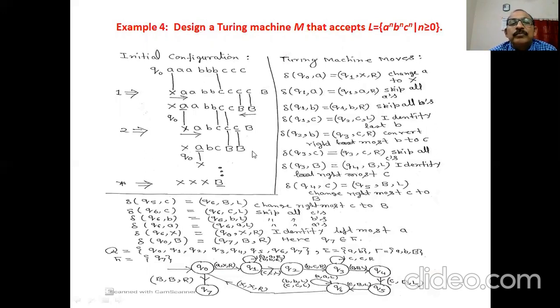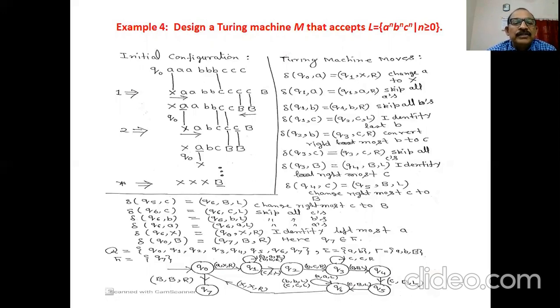Now the machine is at this place, at the rightmost C. Now what do we want? We want to remove this C. So machine in state Q4, input is C, machine goes to state Q5, replaces this C by B and moves in the left direction. Next, machine in state Q5, input is C, machine goes to the state Q6, replaces this C by B and moves in the left direction. So these two transition functions remove the two rightmost C's into blank symbols.